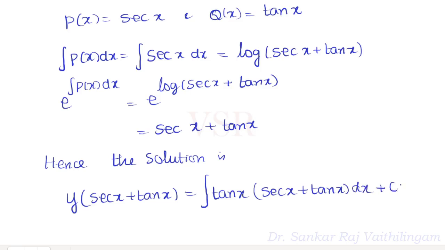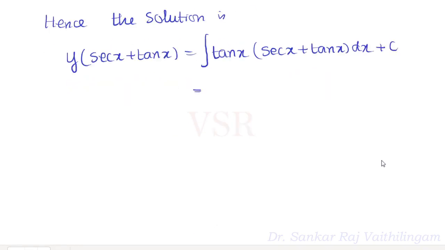Okay, now we need to write this. இது ரெண்டு என்ன அப்படிங்கிறது தான் பார்க்க போறேன். இது secant x tan x, இது ரெண்டு தனியா பிரிச்சோம்னா we'll have integral of secant x tan x dx plus integral of tan square x dx plus c. So this is my solution.